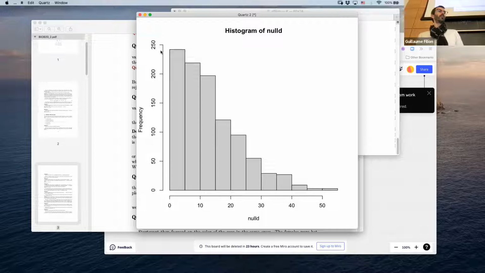So here we've got a particular histogram, and the point of the histogram is that it informs us about the whole distribution of whatever you're plotting. So what are we plotting here? It says null D, but that's not null D. Yeah?